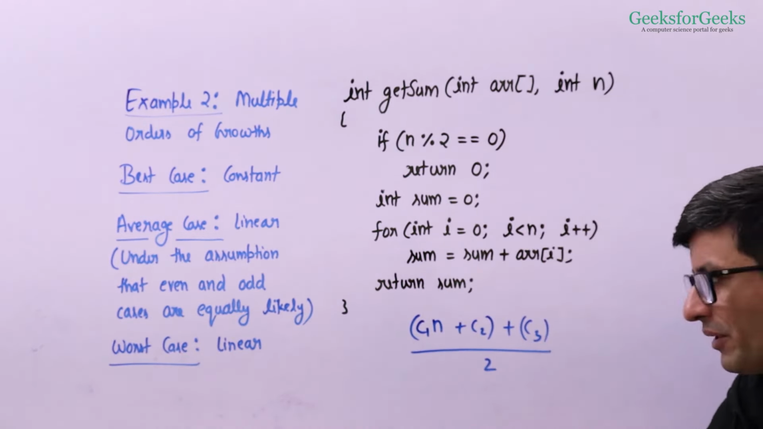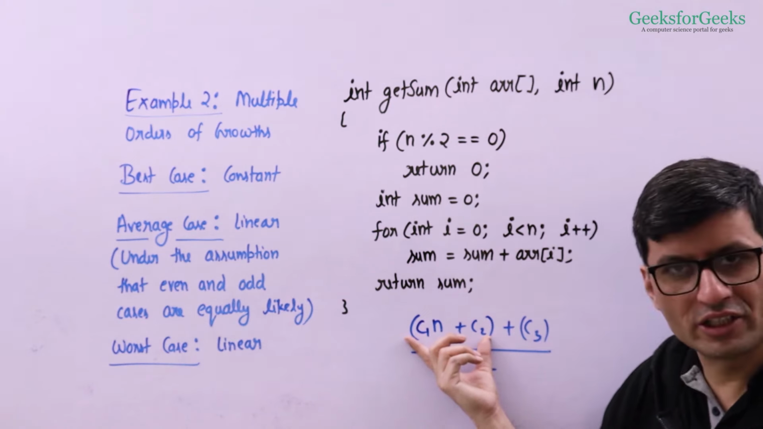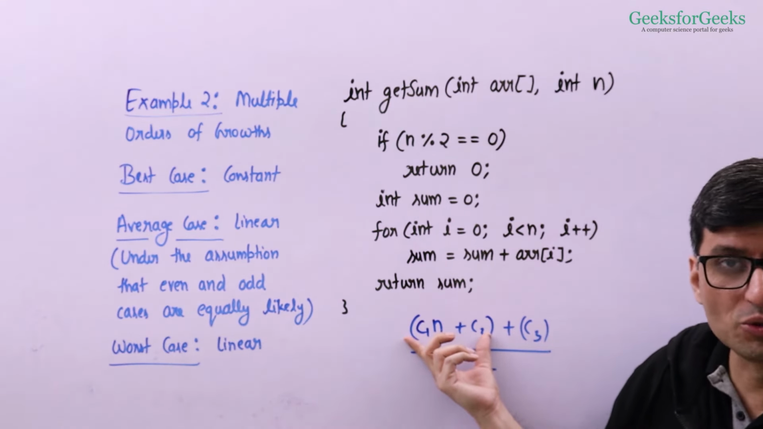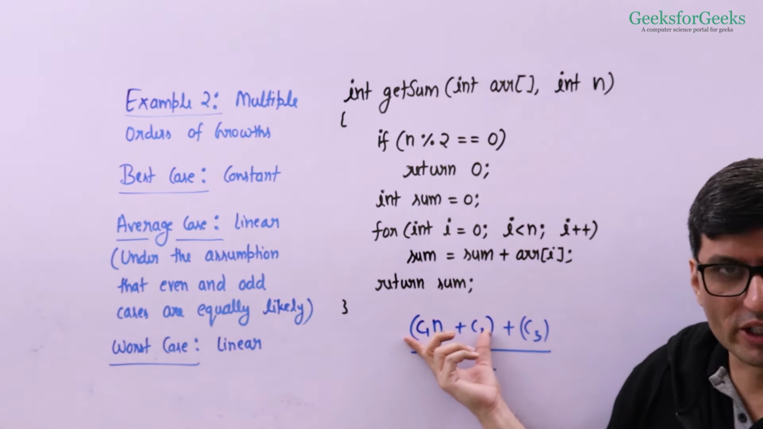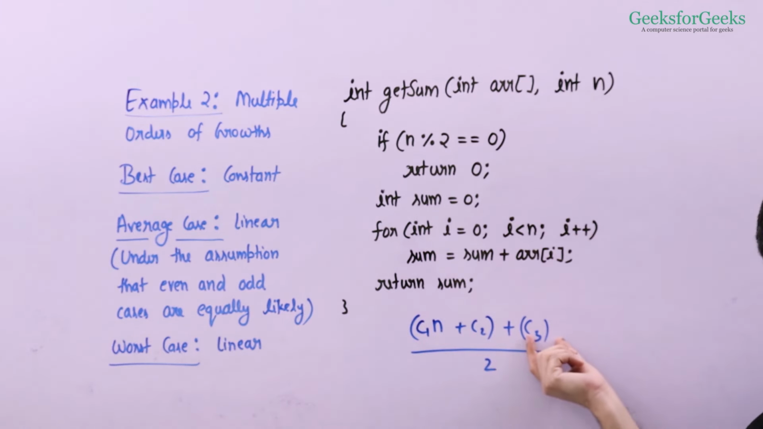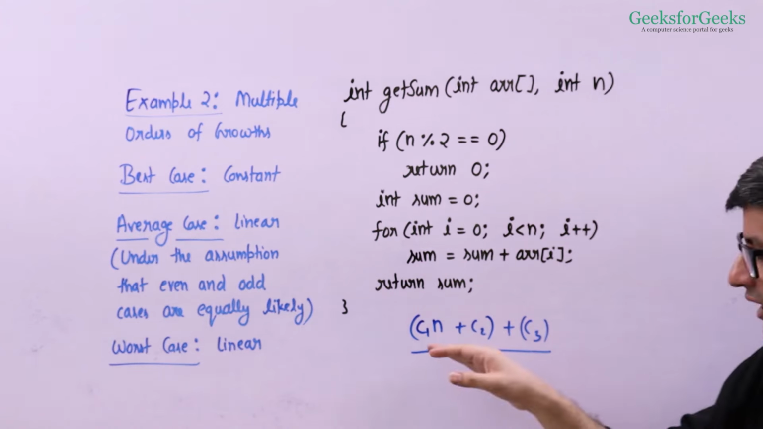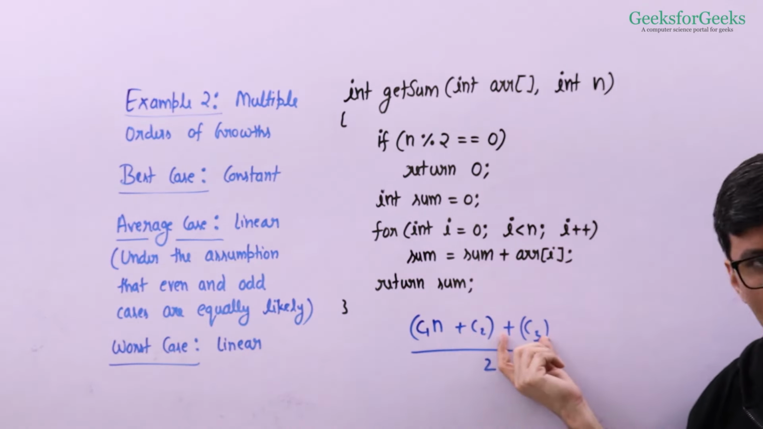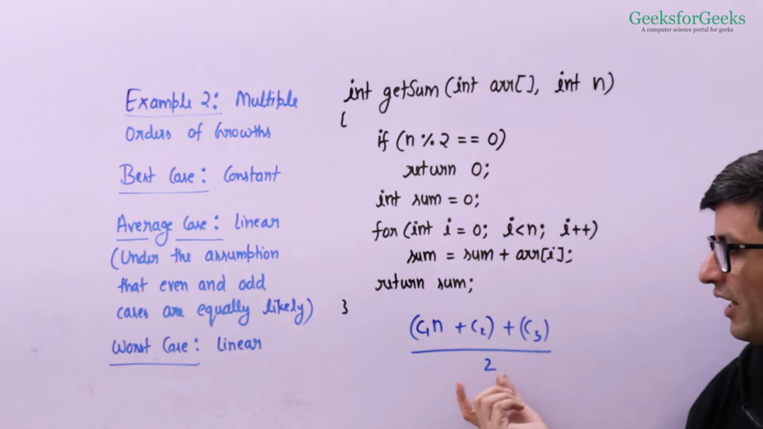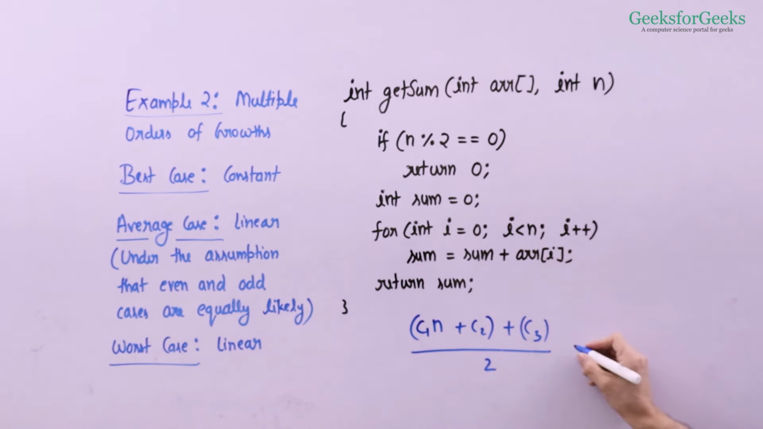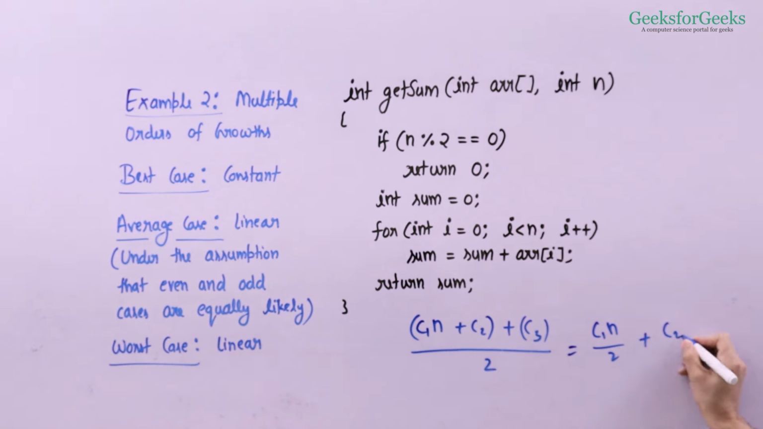So what is going to happen here? It's going to be linear in half of the cases, when the user provides an odd sized input array, and it's going to be constant in the other half of the cases, when the user provides an even sized input array. If I sum these two and divide by 2, I get something like C1n by 2 plus C2 divided by 2 plus C3 divided by 2. Here C1, C2, C3 are some constants.